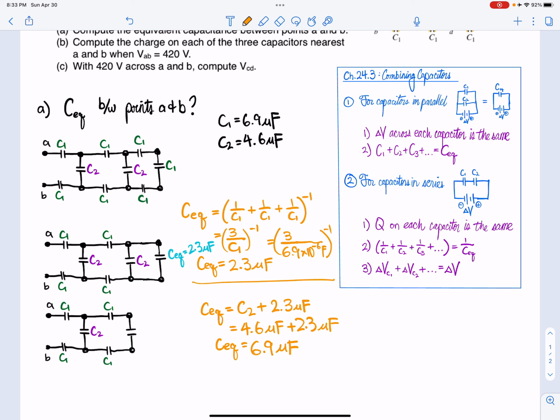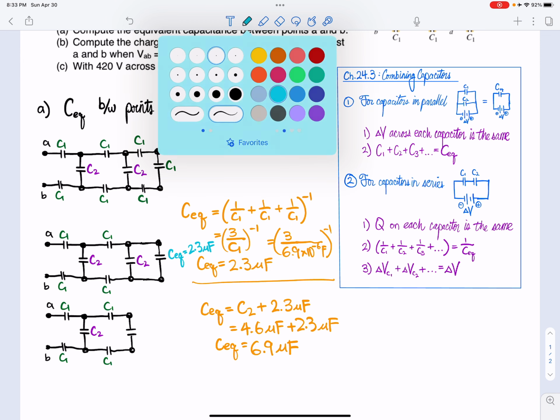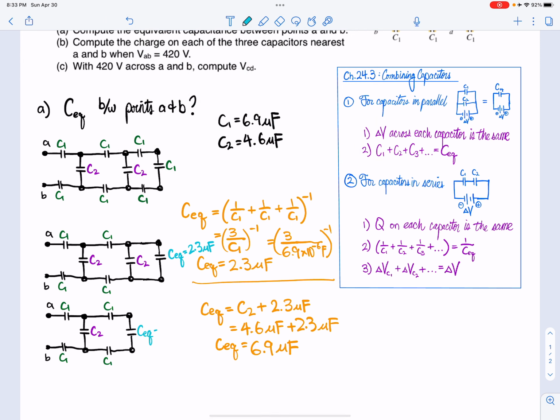Okay, so now this will have a C equivalent of 6.9 microfarads. All right. So again, now I have 3 capacitors in series, right? So I will get the equivalent capacitance just by this part of chapter 24.3.